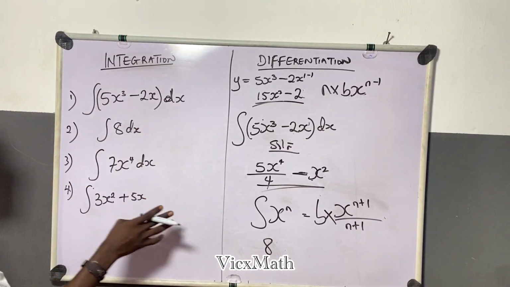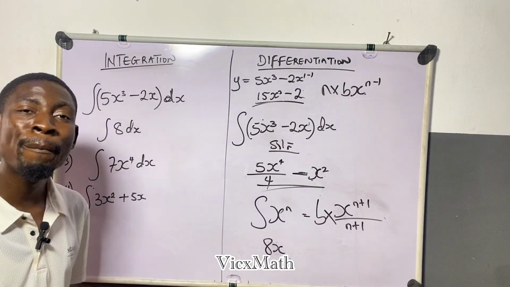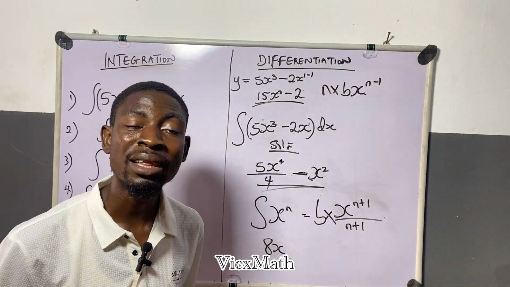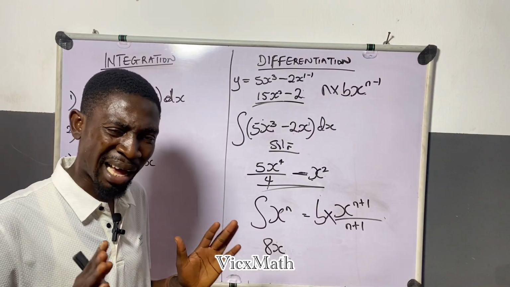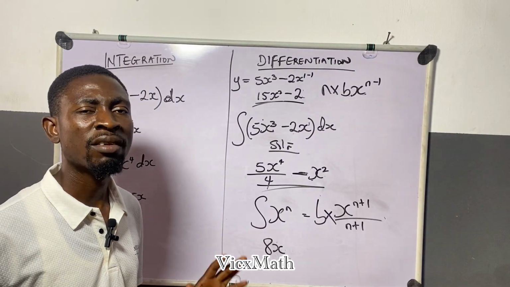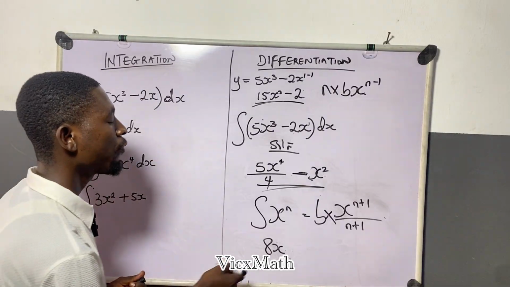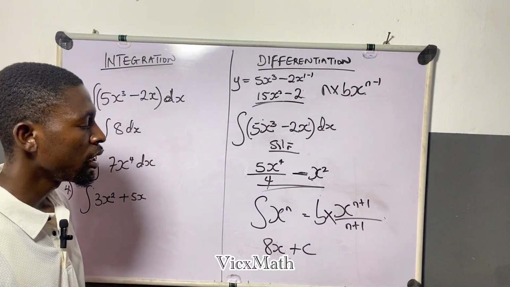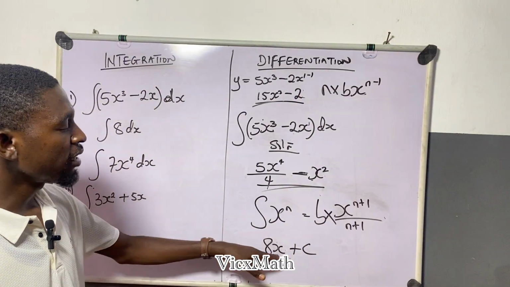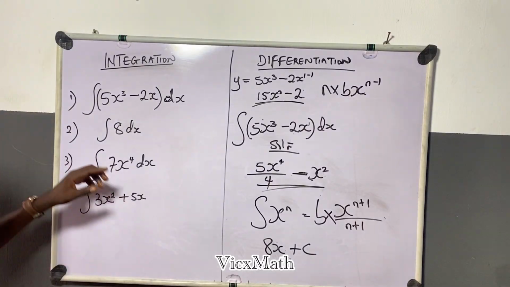This is where it will appear. It will give us 8x. Any number without a variable, which is x, in integration, you just add the variable x, and that's your answer. In fact, you can go further to add plus constant. If you didn't see 8x in the options, then you will see 8x plus c. Now, with this, you can be able to solve this too.